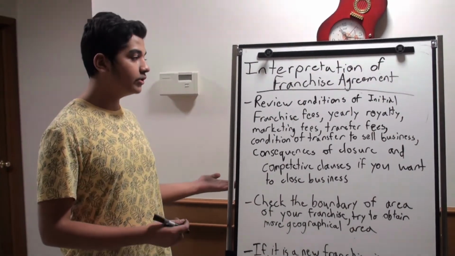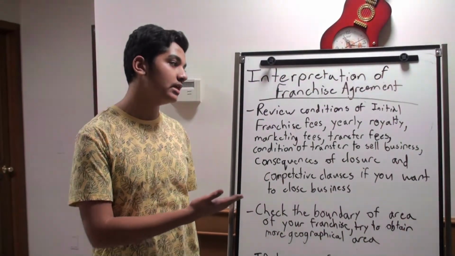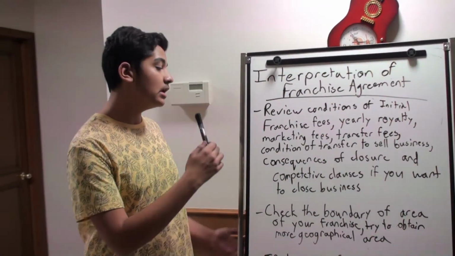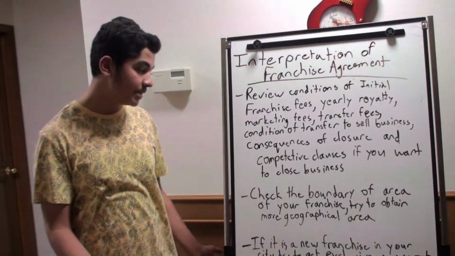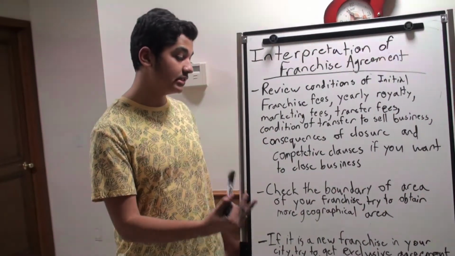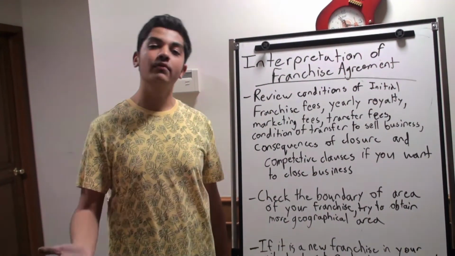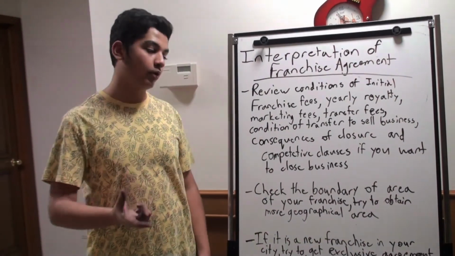So the first thing you want to do in a franchise agreement is to review the conditions of the initial franchise fees, the yearly royalty, the marketing fees, the transfer fees, the condition of transfer to self-business, the consequences of the closure of the business, and the competitive clauses if you want to close the business as well. Now, these are all legal terms you can review with a lawyer, so make sure to go over them thoroughly when you read them with your lawyer.